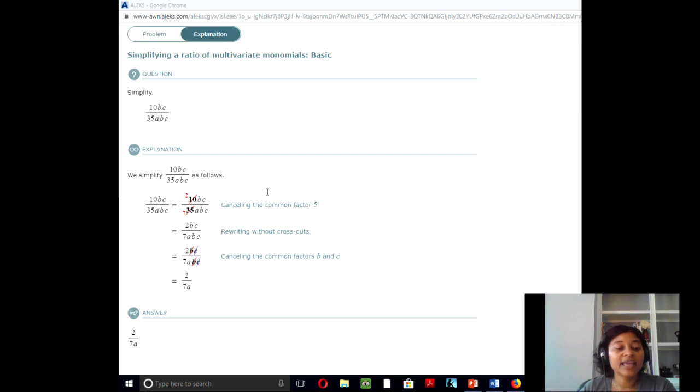So here we find a common factor. So we have 10 over 35. And so a common factor of 10 and 35 would be 5, right? So 5 will go into 10 2 times. That's why you have the number 2 here. 5 will go into 35 7 times. That's why you have the 7 here.